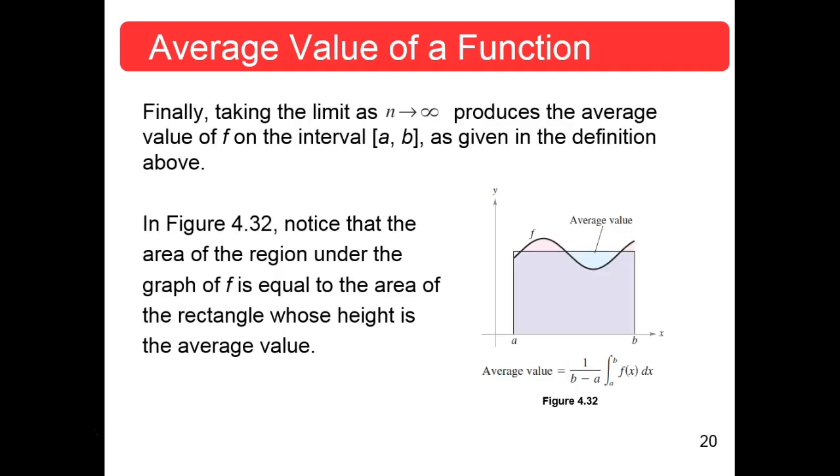and it's perfectly fine. I never go back to those if I can help it. Finally, we're taking the limit as n approaches infinity, which produces the average value on the interval a to b as in the definition. In figure 432, notice that the area of the region under the graph of f is equal, or at least it looks like it is, to the area of the rectangle whose height is the average value. Now this is the same graph they showed before, but now they have reason to show it. The area under the blue area here is the same as the total of the pink area here. In other words, this is a little bit less than that, but this is a little bit more than that. They average out to be the same. It's not a proof, but it just gives you a warm and fuzzy that it's right.